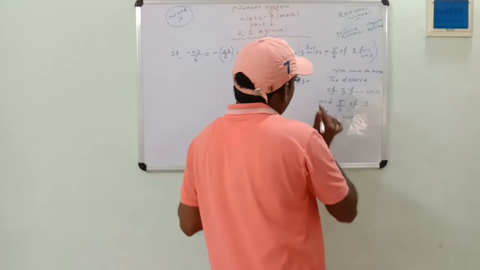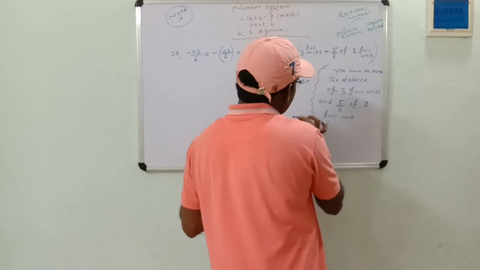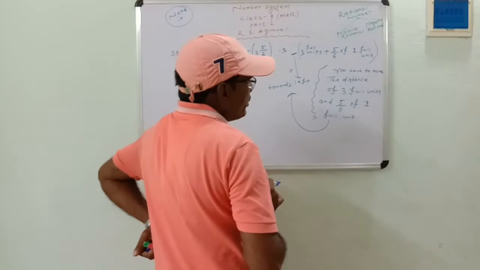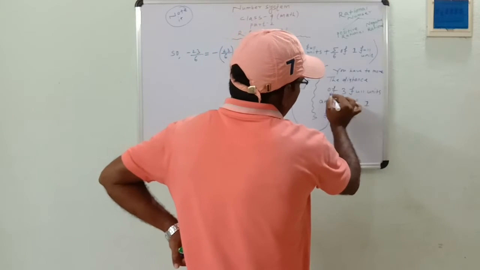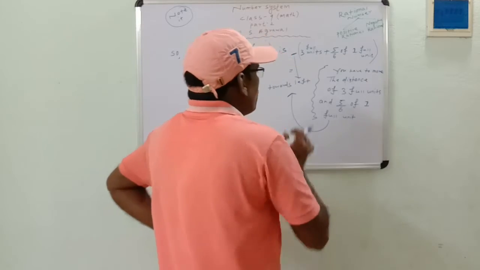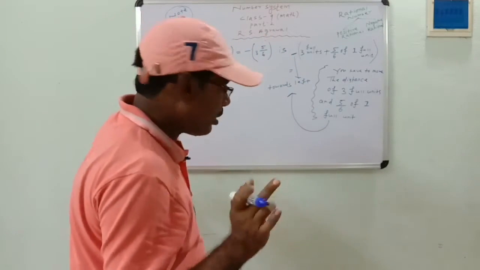1 full unit towards the left. So 1 has to cover the distance of 3 full units and 5/6 of 1 full unit towards the left of 0 on the number line.